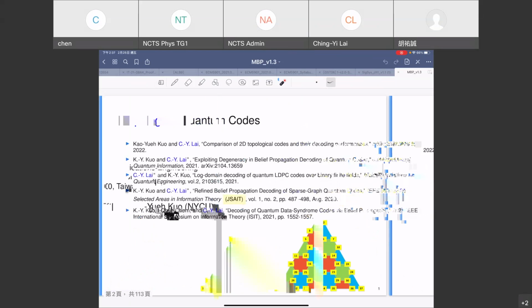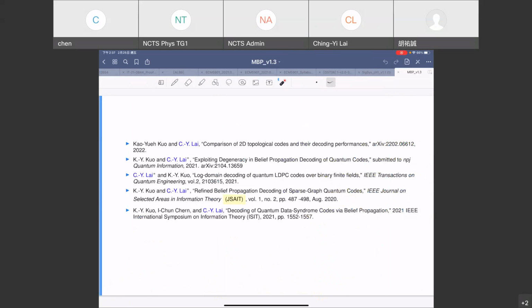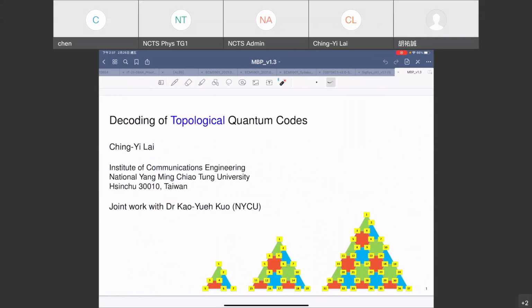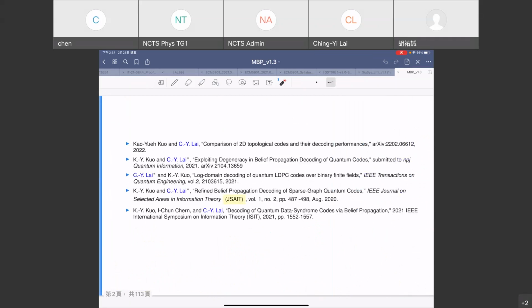Okay. The delay is a bit serious. Okay. Today I'm going to talk about my recent work with Dr. Gao Yue Guo. Gao Yue is also a postdoc in our institute. So in this talk, I will focus on this paper, the second one. The delay is too much.